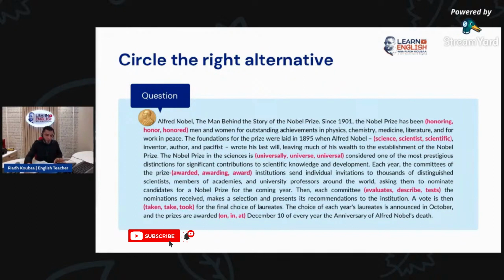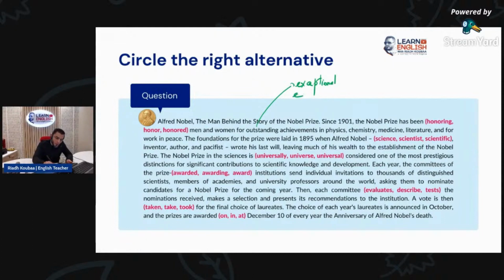Of course, as usual, we will read the paragraph, try to explain some words that might hinder your understanding, and then we will go sentence by sentence. So Alfred Nobel, the man behind the story of the Nobel Prize. Since 1901, the Nobel Prize has honored men and women for outstanding achievements in physics. So let me explain the word outstanding here, which means exceptional. So these ideas should be exceptional, as we said earlier, amazing, extraordinary achievements in physics, chemistry, medicine, literature, and for work in peace.